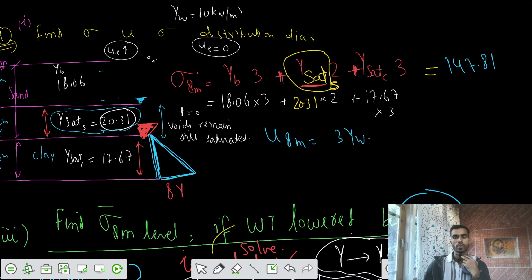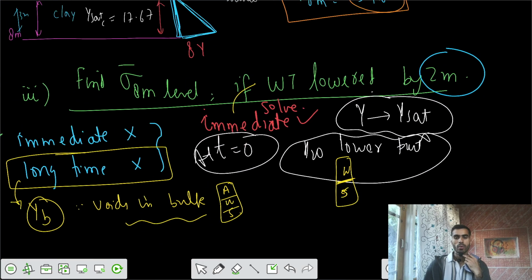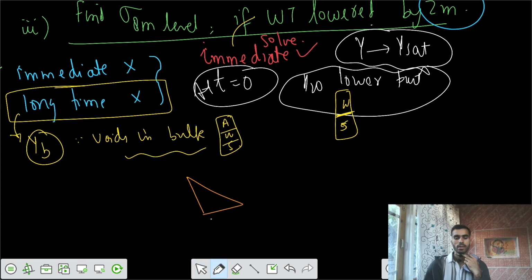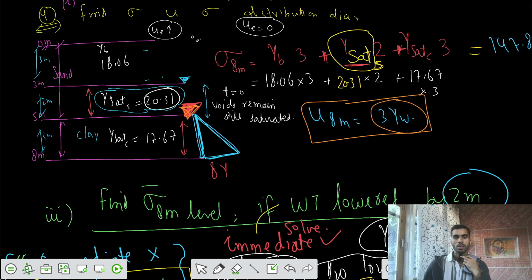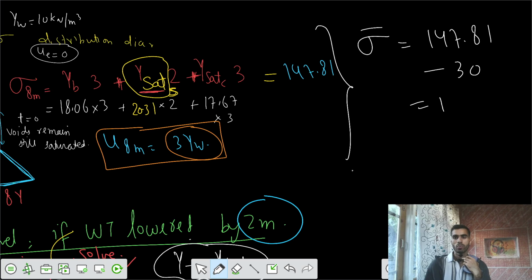There is a little bit of confusion here. If I keep that the water table is somewhere here, but assume that the voids are still saturated, that means there would be water also, so there would be different values. My effective stress would be the difference of the two: 147.81 minus 30, that's 117.81 kilonewton per meter square. So this is your value at the 8-meter level.